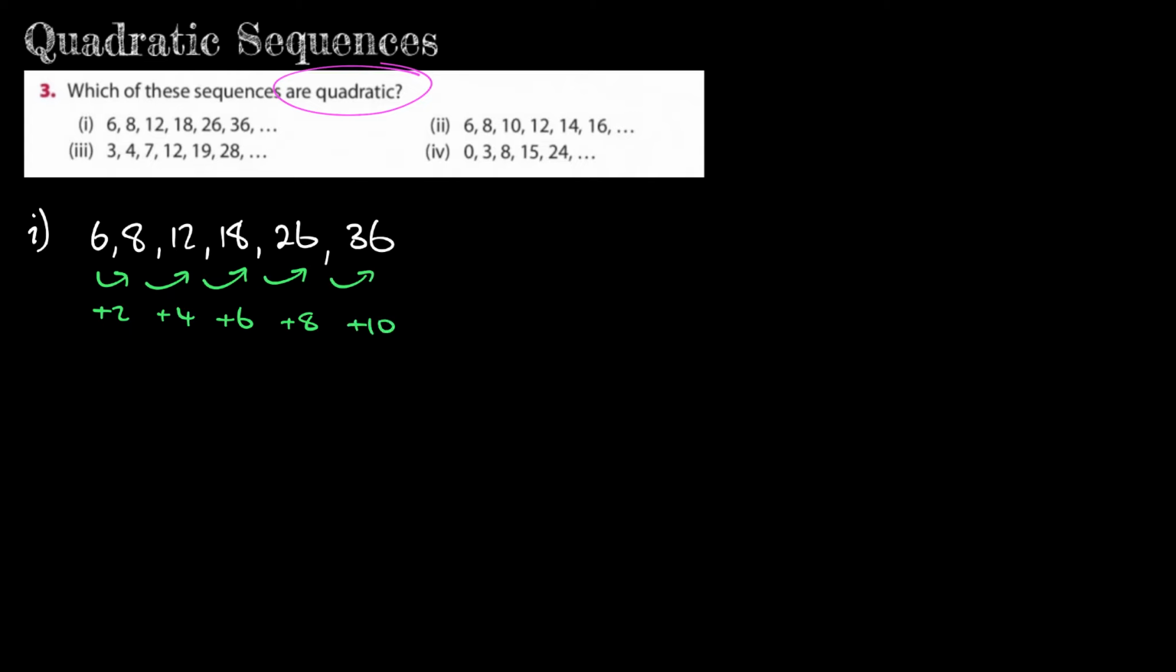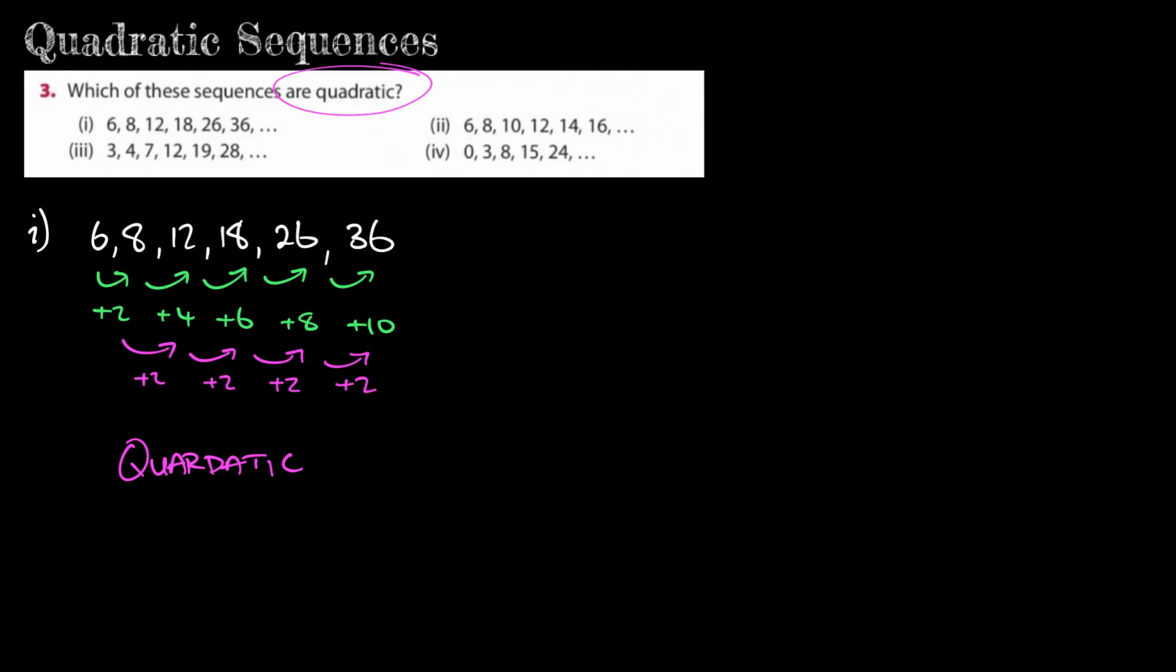And I can see the second difference here is going to be plus 2, plus 2, plus 2, and plus 2. So I know that this one here is quadratic. So the first one there is quadratic. The reason why this one's quadratic is because the second difference is constant.